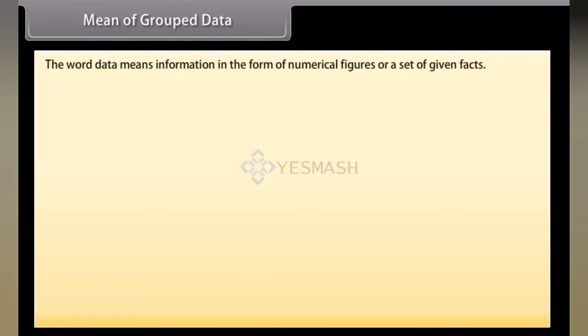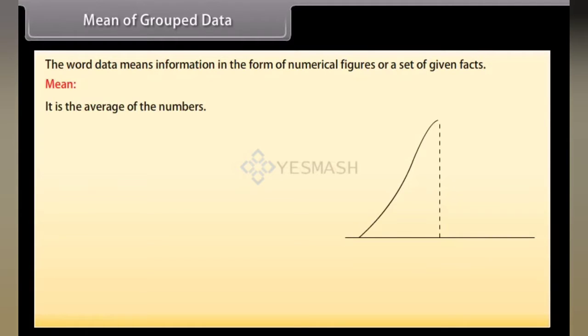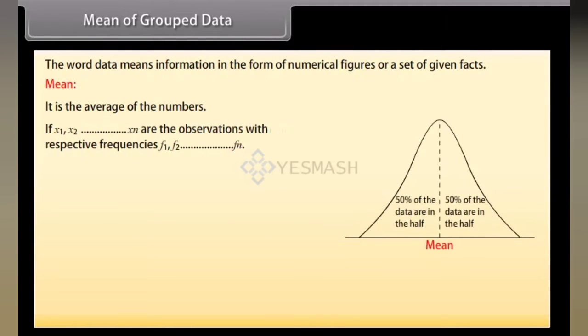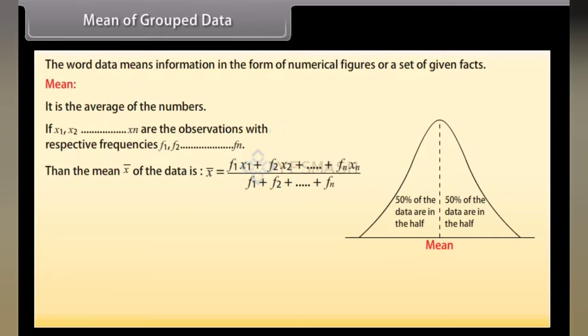Mean of grouped data. The word data means information in the form of numerical figures or a set of given facts. Mean. It is the average of the numbers. If x1, x2, and so on till xn are the observations with respective frequencies f1, f2, and so on till fn, then the mean x bar of the data is x bar equals (f1 x1 + f2 x2 + ... + fn xn) divided by (f1 + f2 + ... + fn).